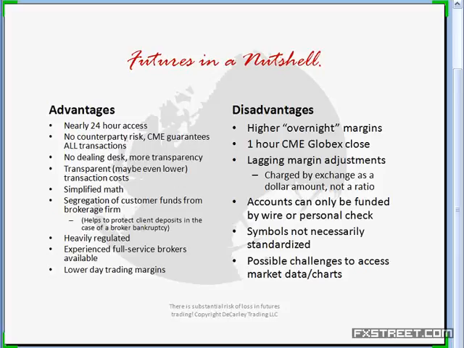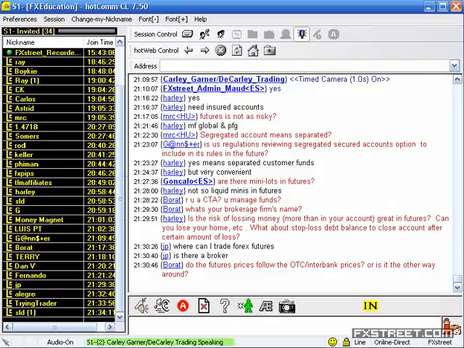One advantage of futures also is there are actually experienced full-service brokers out there. In Forex, there's really not a lot of that. I know most people like to place their orders online, and that's fabulous. But there are still some people out there that would rather talk to somebody and bounce ideas off somebody, and that's fine too. But if you're trading Forex, you're probably going to have a harder time finding a broker that's capable or willing to do that for you.